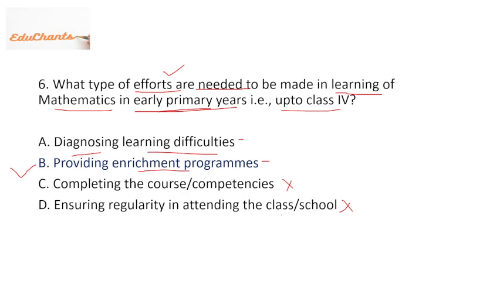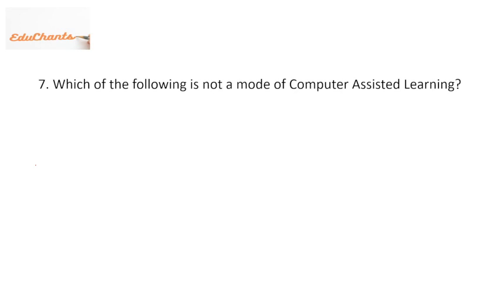Okay, moving on to the next question. 7. Which of the following is not a mode of computer assisted learning? Now there are two things, CAL and CAI. CAL, computer assisted learning. Now the question, these are previous year questions only. The question itself is quite incorrect, I may say. Computer aided learning.